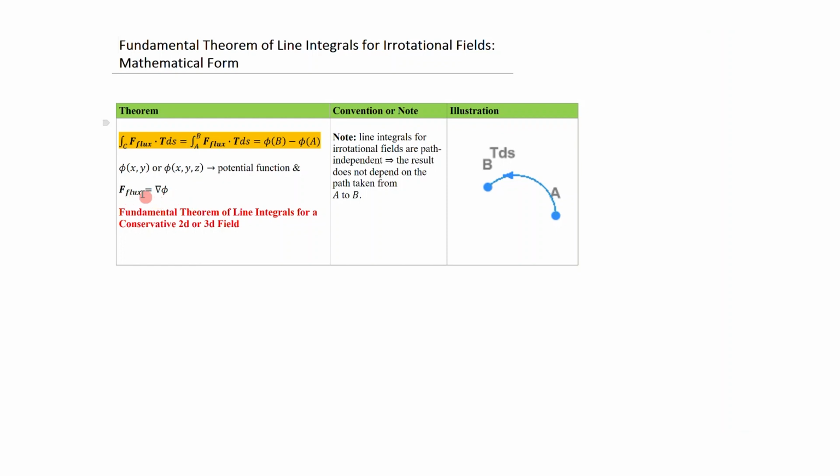So if we substitute F flux into this expression and integrate between point A and point B, we find that's equivalent to evaluating the scalar function at point B subtracted from the scalar function evaluated at point A. This is the result you get given the fact that F flux is the gradient of a scalar potential. This is the fundamental theorem for line integrals for a conservative 2D or 3D field.